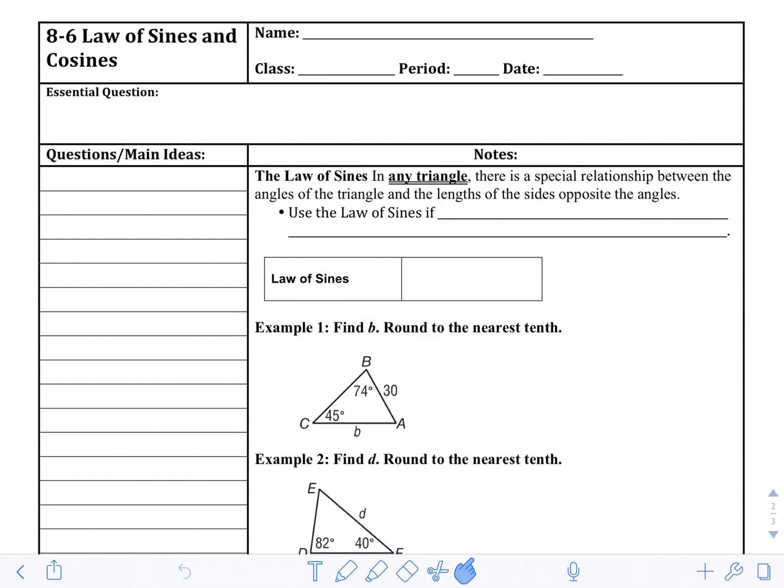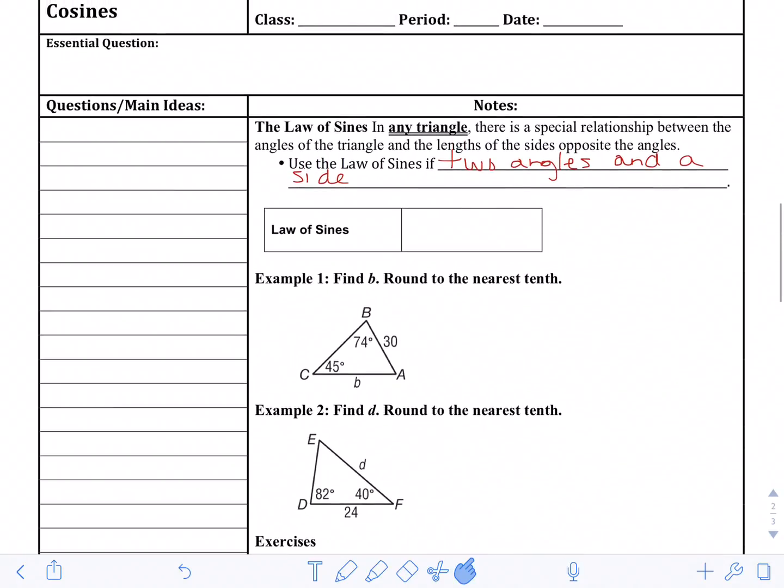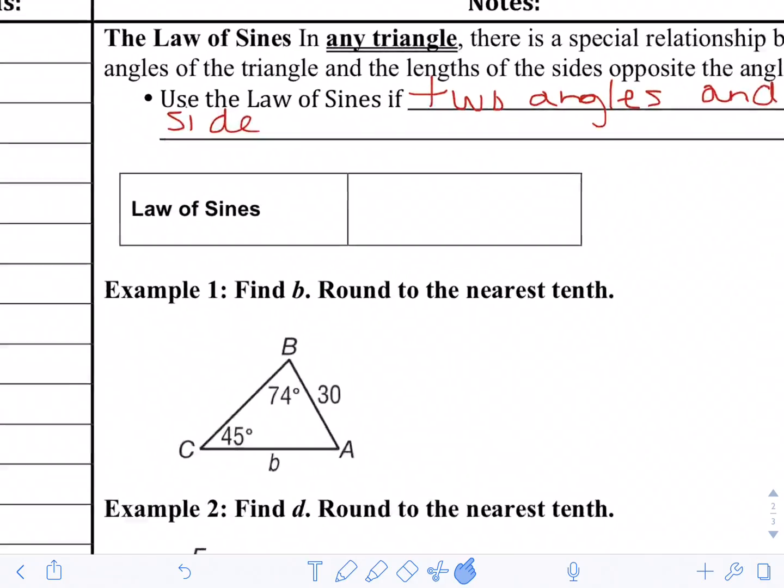So, what we want to do here with this first one is it says the law of sines. In any triangle, there's a special relationship between the angles of the triangle and the lengths of the sides opposite the angles. We use the law of sines if you have two angles and a side. That's pretty much all we're going to use for this one, just two angles and a side. Okay, so law of sines.